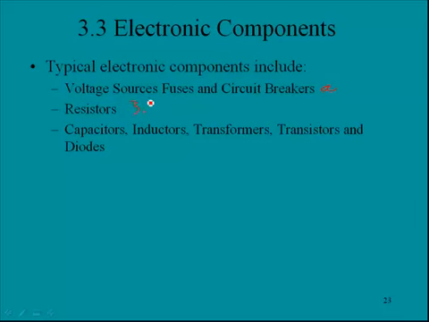That will be 3.3b. And I hope to conclude this with capacitors, inductors, transformers, and transistors, and diodes. This would be in a third section, 3.3c. I don't think a D will be needed, but we're planning to do it as A, B, and C.